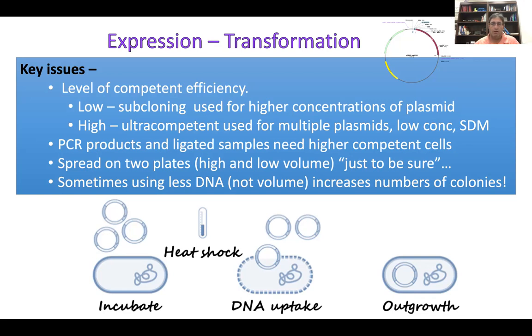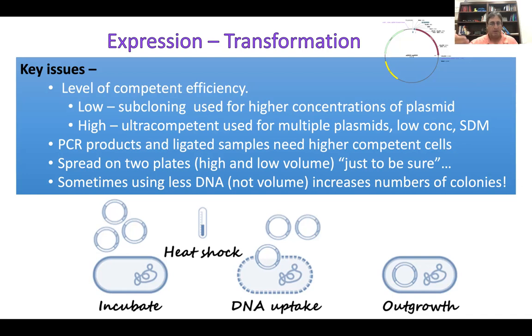Another thing to think about is if you're doing PCR products or ligated samples, you need higher competent cells versus if you just have lots of plasmid DNA, you use the subcloning level. I always like to have the students, after they do their outgrowth and dilute with LB or SOC, take that volume, it's around 1 ml or so, and take a small amount and put it on one plate and spread that, and then spread the rest of it, a large volume, on another plate.